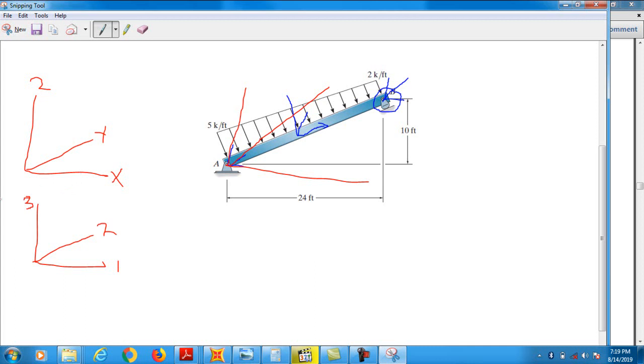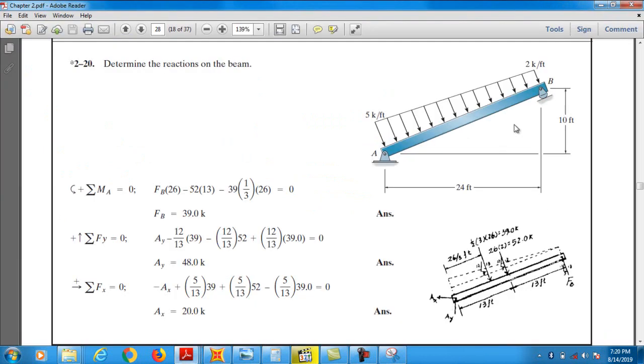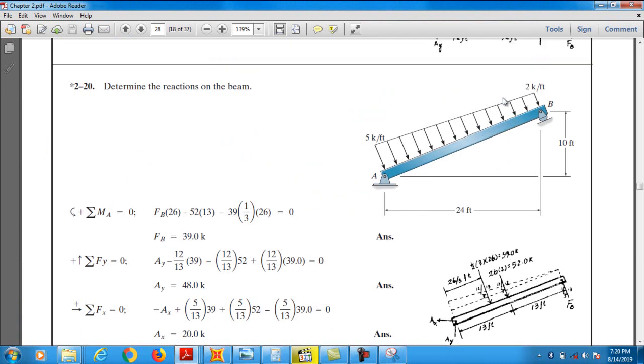Clear? So you must know the difference between local axis and global axis. I will show you these axes later. Okay, now we will start how we will model this beam. This beam we will model by using the frame command, 2D frame template. Okay, we can model it by axis as well. Let's say we model it by grid spacing.